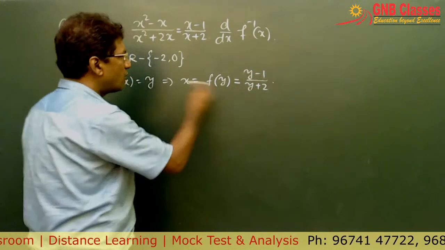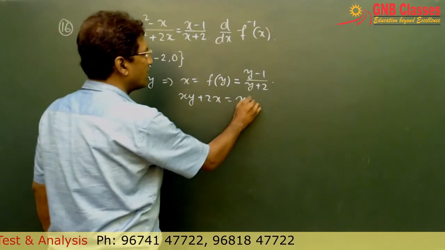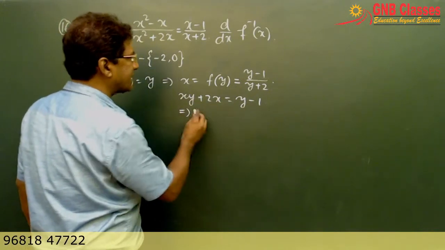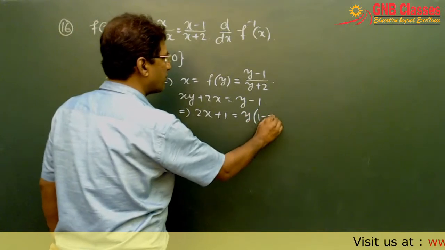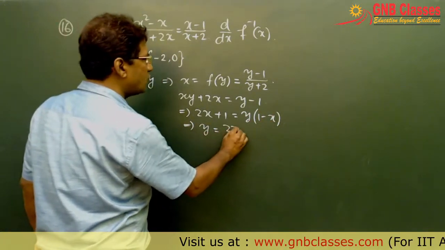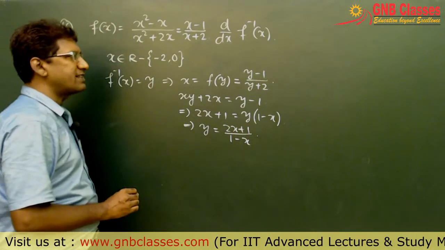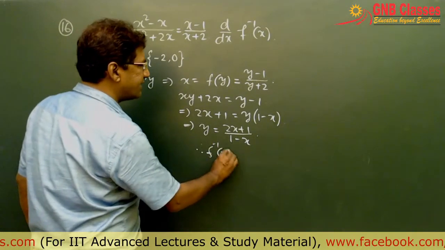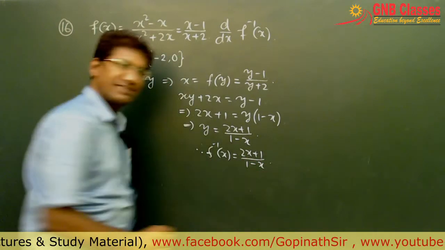Is it clear? Now if I cross multiply, what we are going to get? So if I take xy on that side, and if I take y common, we are going to get 1 − x. So your y is nothing but (2x + 1)/(1 − x). Is it clear or not? Therefore, your f inverse x is nothing but (2x + 1)/(1 − x).